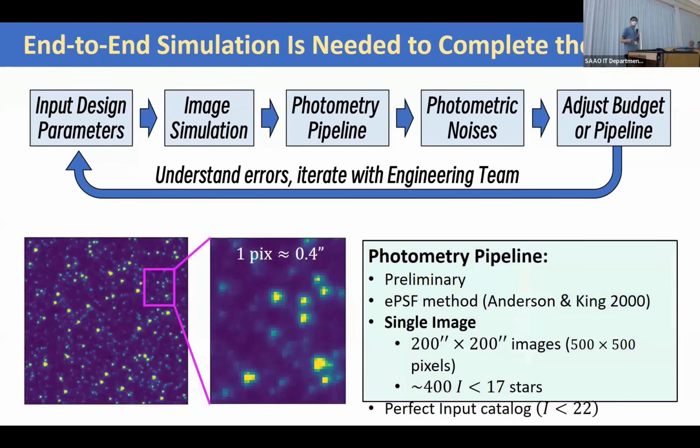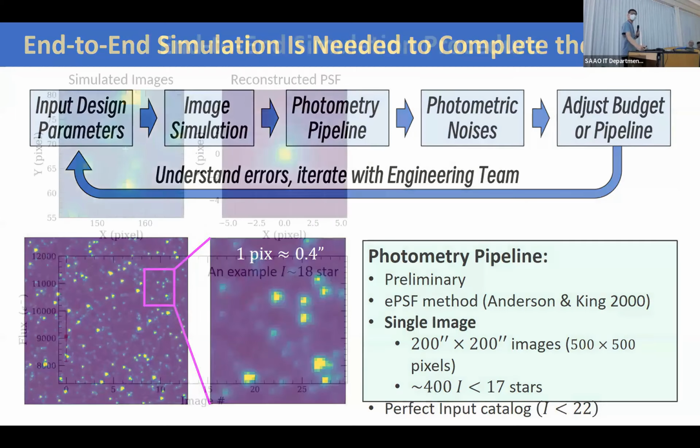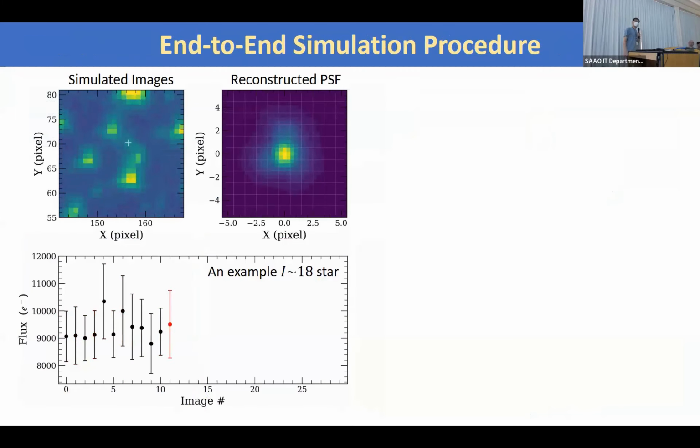And for the photometric pipeline, well, it's still very preliminary, but basically we use the effective PSF method that was introduced by Jay yesterday. And we are doing this PSF measurement using every single image. And in each image, we basically have 4,000 bright stars. And we assume a perfect input catalog down to maybe 22 magnitudes. So this will basically be true until the ET launch. So this is again the basic procedure.